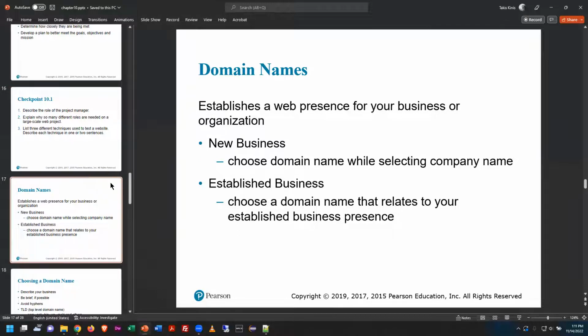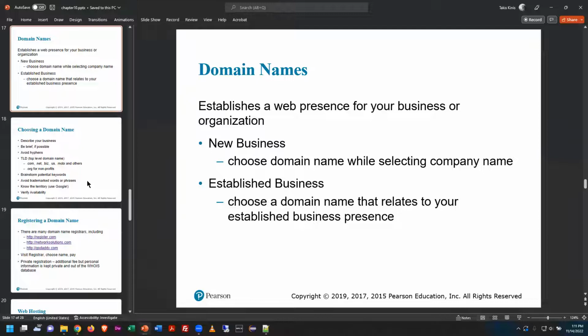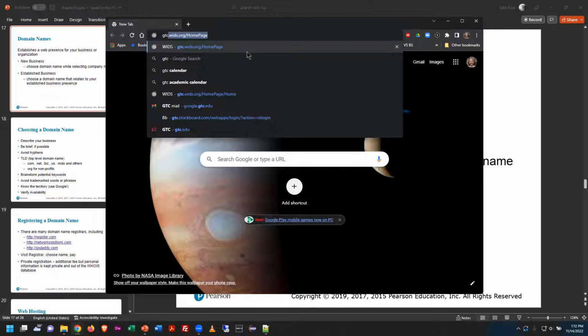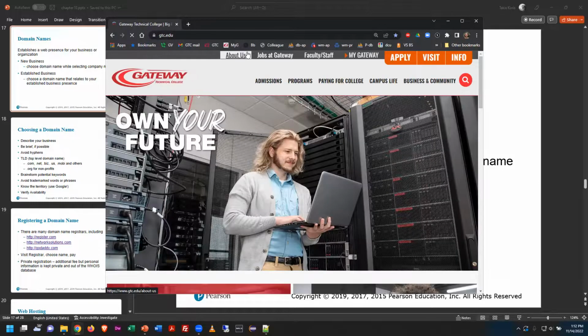Moving on to really what is kind of an important topic in what we do as web people, and that is this concept of a domain name. If you're not familiar with what a domain name is, it's when you pull up your browser, I'm going to pull up a brand new browser tab here, and you type in the name of a website. So for example, if I was to go to the Gateway website, I would type gtc.edu, which is the formal domain name for Gateway. If I press enter on that, it takes me to the Gateway website.